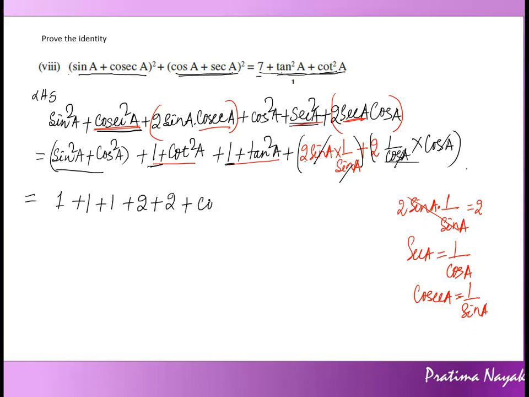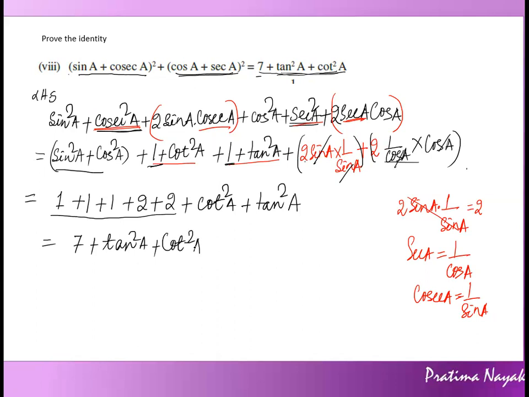And what else is there? Cot square is there, and tan square is there. Now you calculate all the numbers. Simplify. Are you getting 7? Yes. So 7 tan square A plus cot square A. So this is your RHS. So what will we write? Hence verified. And we feel very good when we write hence proved.